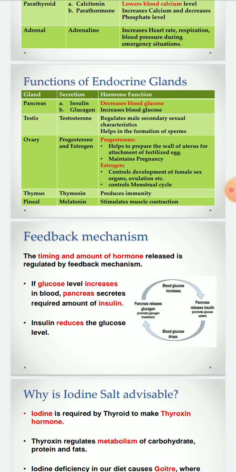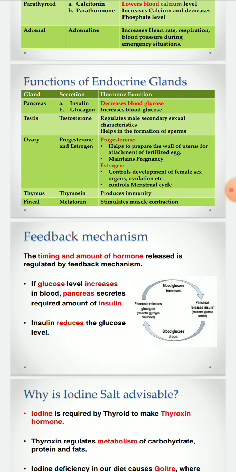Ovary: progesterone and estrogen. Progesterone helps prepare the wall of the uterus for attachment of the fertilized cell, and it maintains pregnancy. And estrogen controls the development of the female sex organs, ovulation, and the menstrual cycle. The thymus secretes thymosin, and it produces immunity. The pineal gland secretes melatonin, it stimulates muscle contraction.